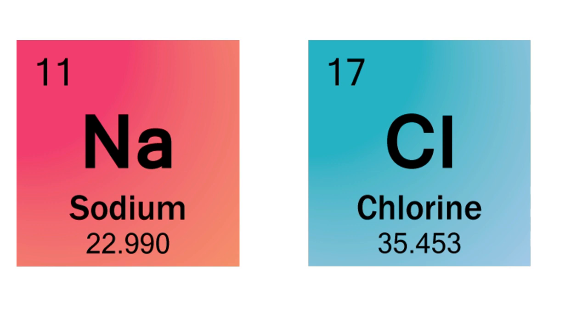22.990 grams. I find chlorine, I see it has an atomic mass of 35.453, but now that number also means something else. It means 1 mole of chlorine weighs 35.453 grams. In other words, 6.02 times 10 to the 23rd atoms of chlorine weighs exactly 35.453 grams.